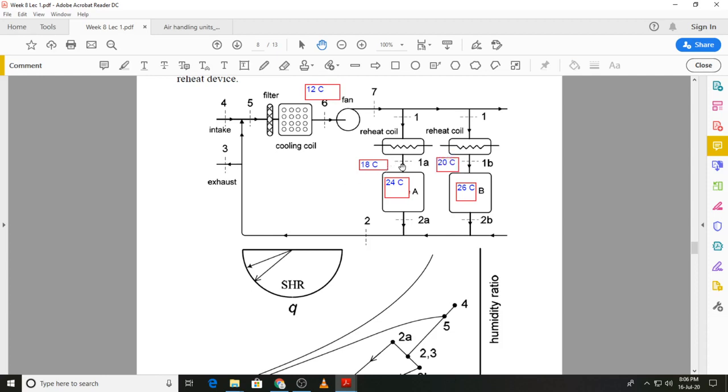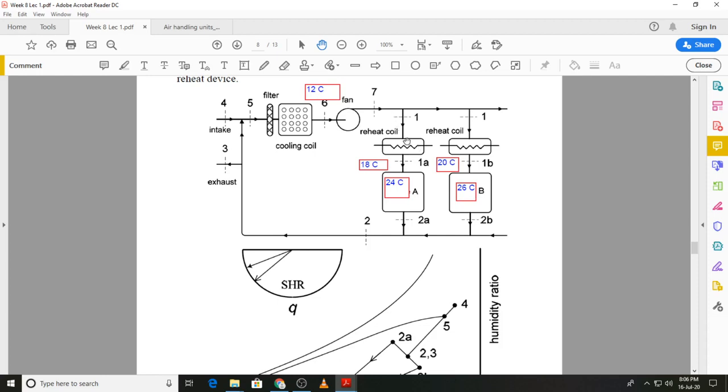So the supply of air at state 1A is at 18 degrees C, and the space is going to be maintained at 24 degrees C. The supply of air at state 1B to zone B is at 20 degrees C, and zone B is maintained at 26 degrees C. What we have done, we have cooled the air to 12 degrees C.